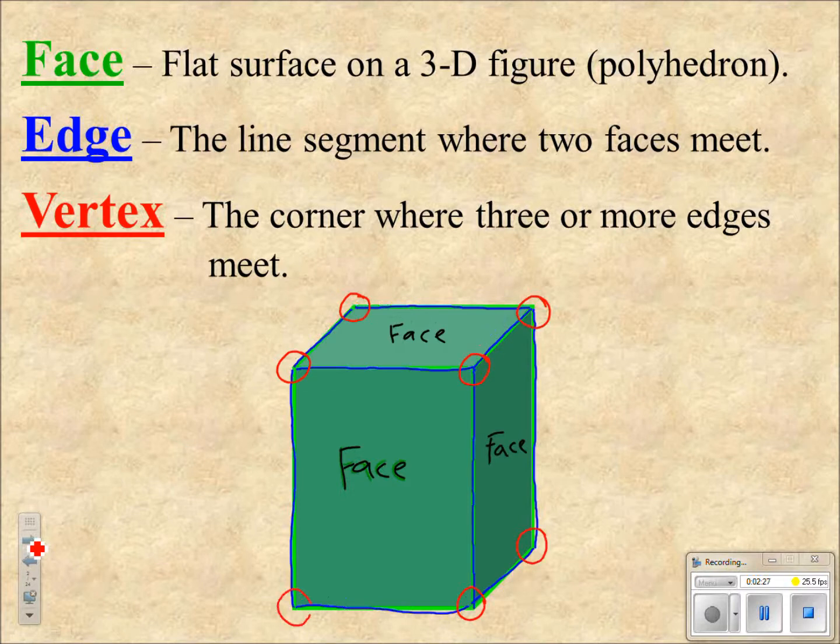Okay, now I want you to focus here with me on this vertex, and this vertex. On all three of them, we can only see two edges coming together, but the definition says there has to be three or more edges coming together. But what we have to understand is that on the back side of this three-dimensional figure that we cannot see, there would be another edge coming and meeting at that corner.